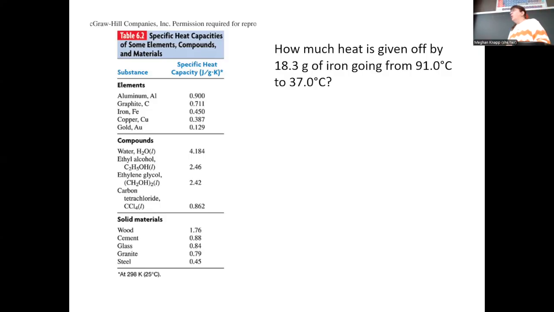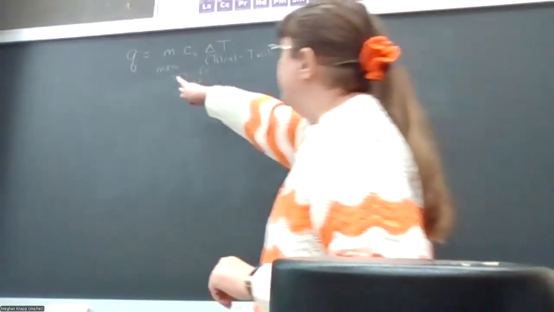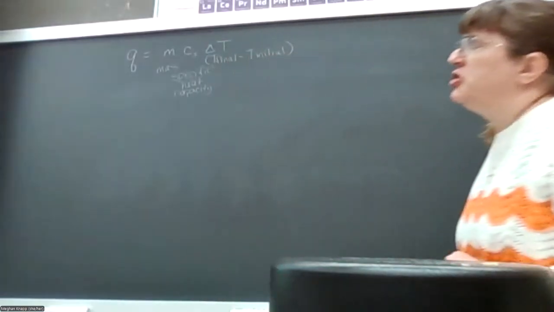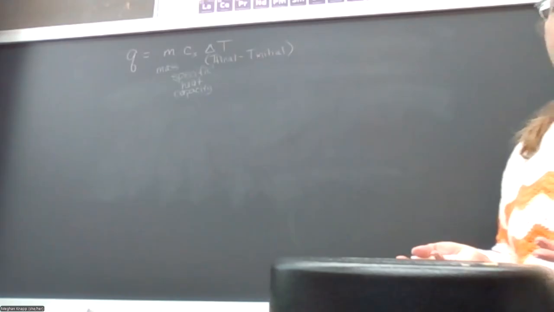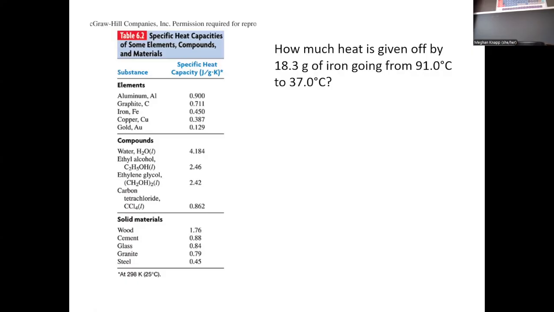Okay, so we are going to look at this question here. If we look at this equation from the previous page, we've got mass, specific heat capacity, and delta T. And so in our question, how much heat is given off by 18.3 grams of iron? That's going to be our mass, going from 91 to 37. So it doesn't list a specific heat capacity. So we'll have to look at a table over here, and we'll see that it's 0.5.